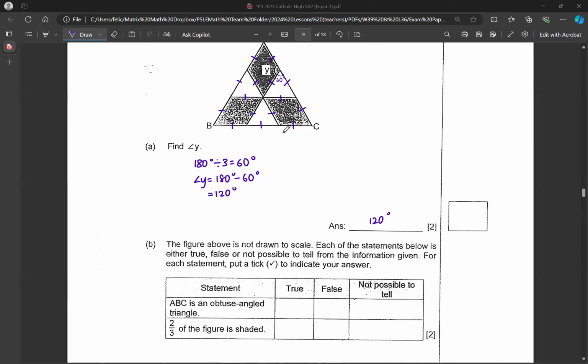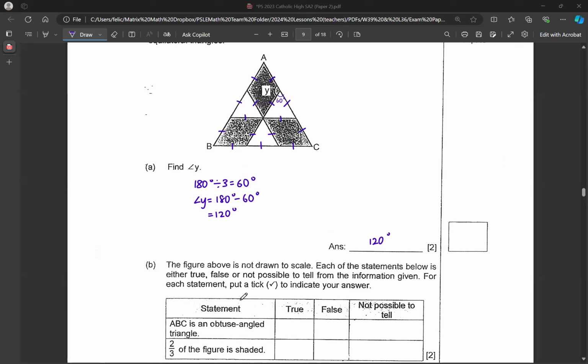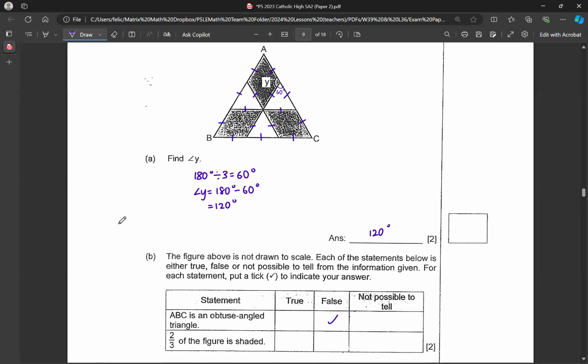No. The only one that's an obtuse angle is this one, this 120 that we calculated previously. Yes, I would say that's an obtuse angle, but when we say obtuse angle triangle, it's only the three corners of the triangle. So this statement is obviously false, because I can be very sure to say that none of the corners are obtuse angles. That's why we can safely say it's false.